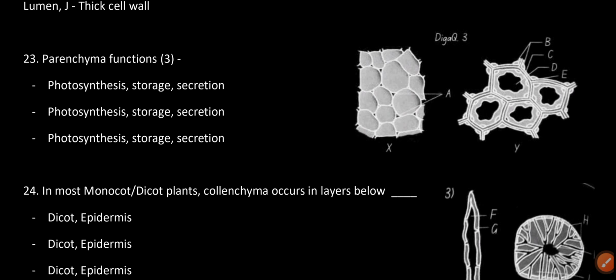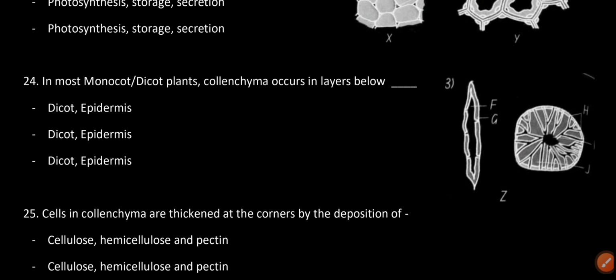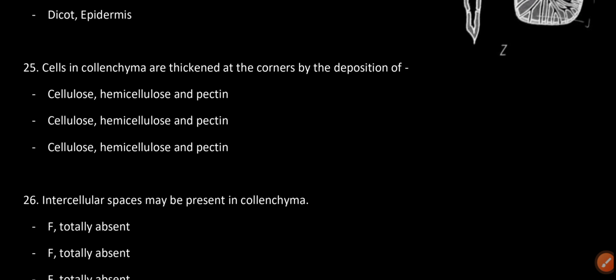Parenchyma functions: photosynthesis, storage, secretion. In most dicot plants, collenchyma occurs in layers below the epidermis. Cells in collenchyma are thickened at the corners.